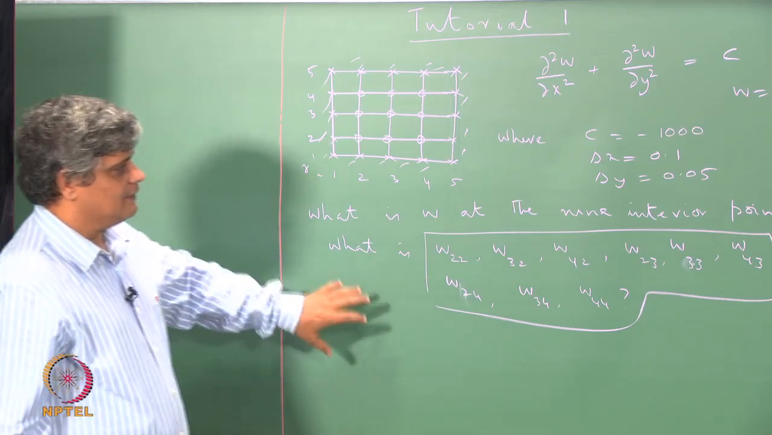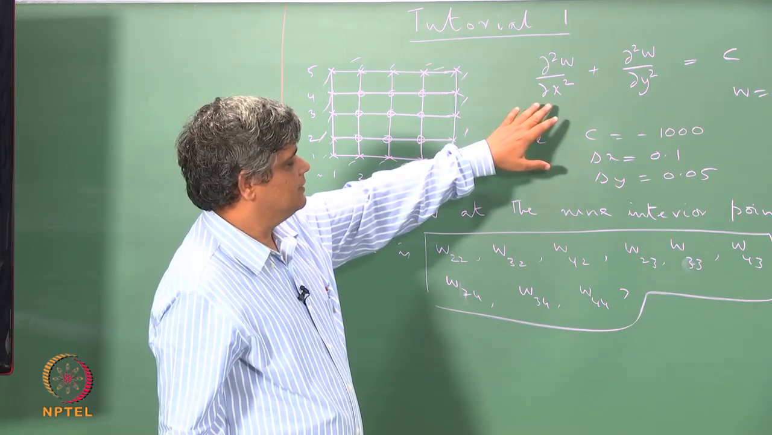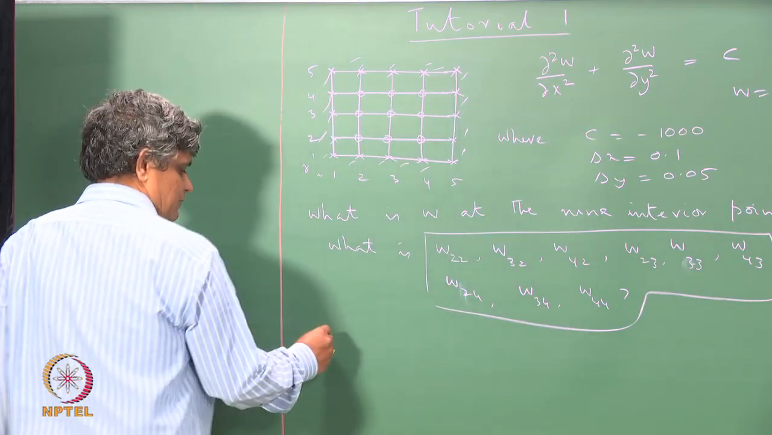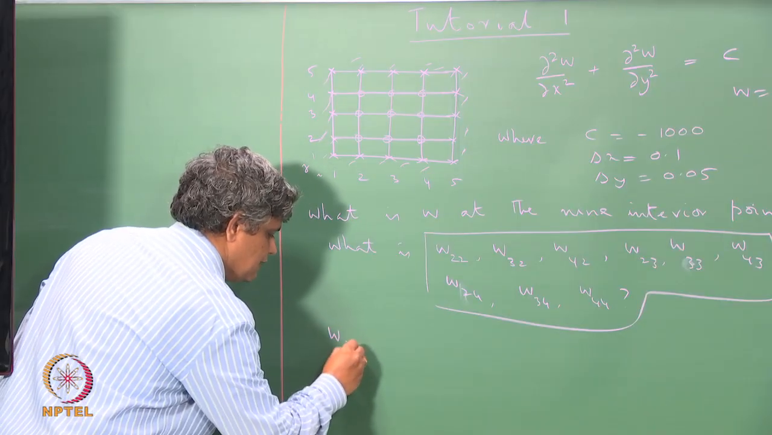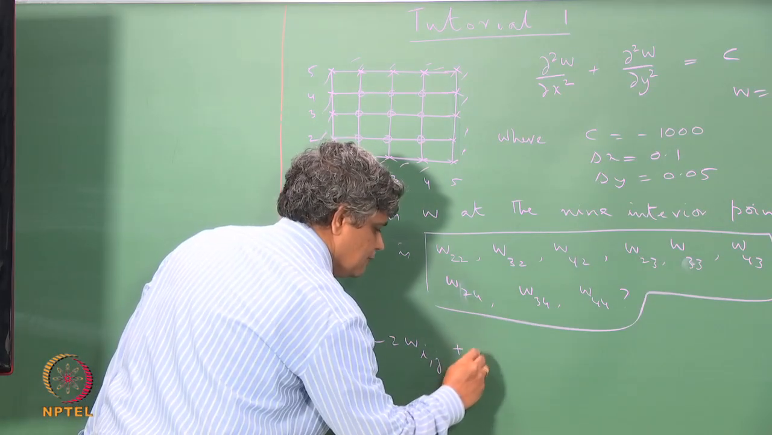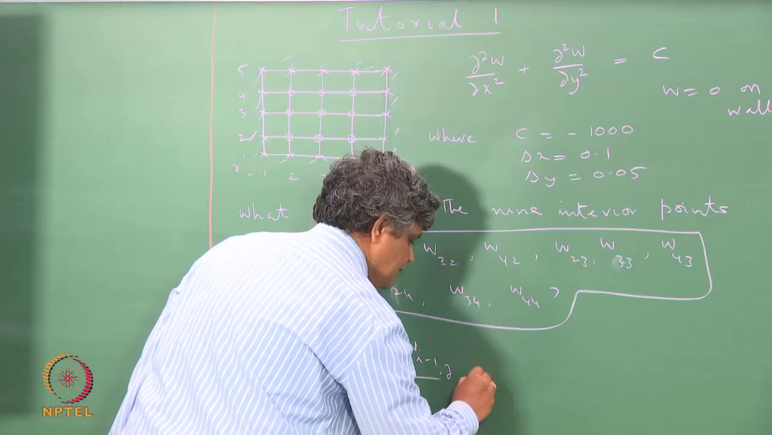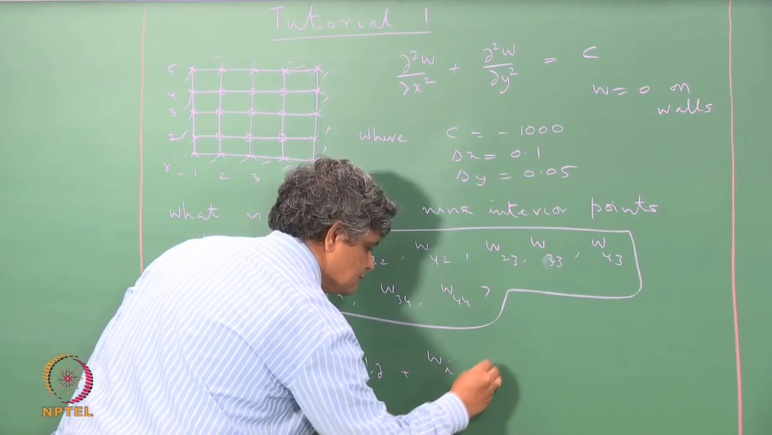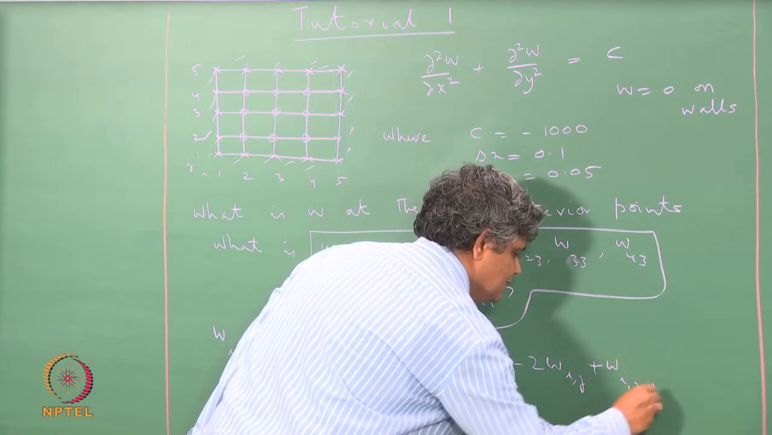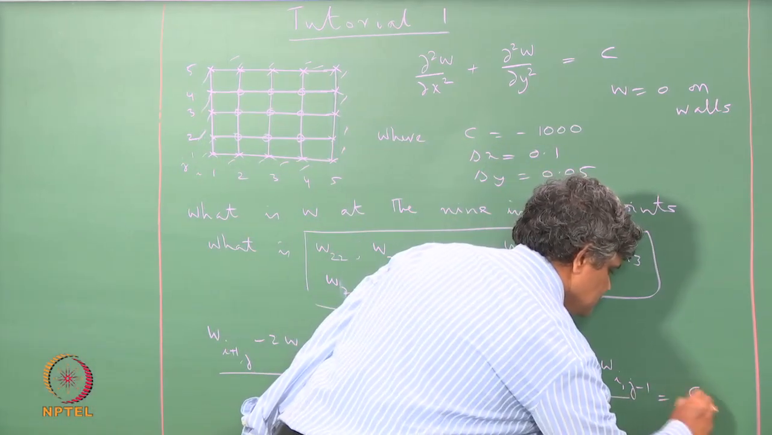And how do we do this? We have said that we would convert this equation, we would make a template for this using second order accurate finite difference approximations for the second derivative in x and second derivative in y, and our template was that W i plus 1 j minus 2 W i j plus W i minus 1 j divided by delta x square plus W i j plus 1 minus 2 W i j plus W i j minus 1 divided by delta y square equal to c.